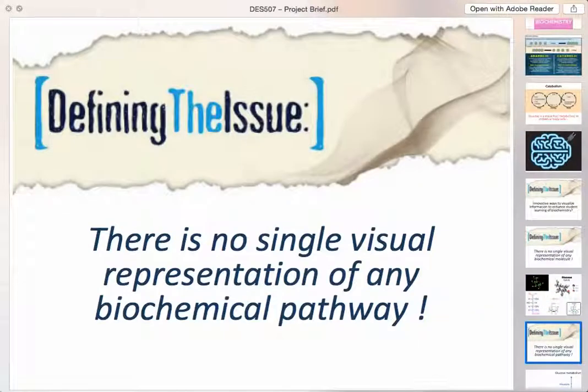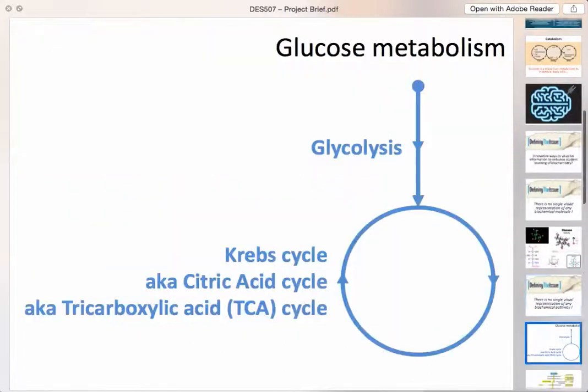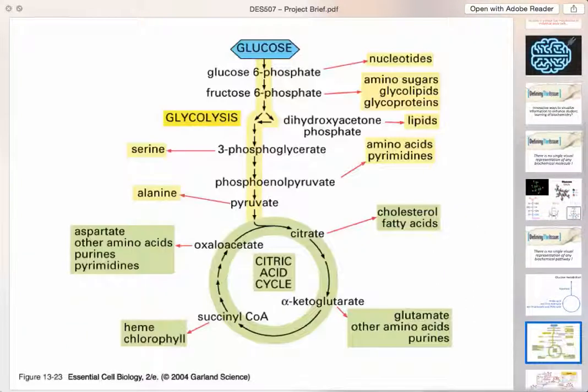There's no single way to visually represent any of the biochemistry pathways. So, as I've said before, keep everything nice and simple and cycle sorted. This gives you an idea of the actual pathway itself, and it's the citric acid cycle that we are very interested in, and that all comes from the glucose.